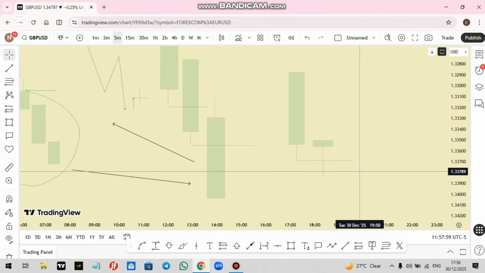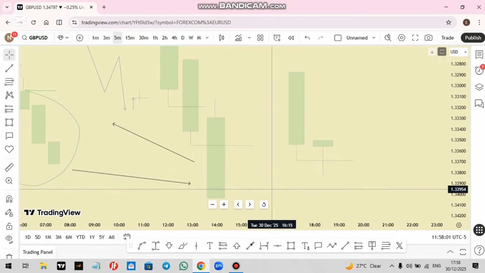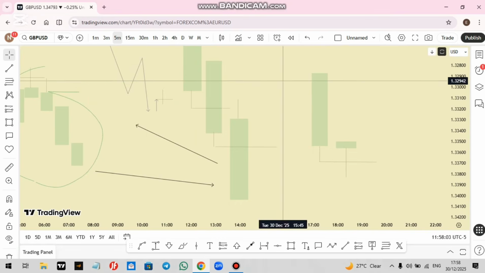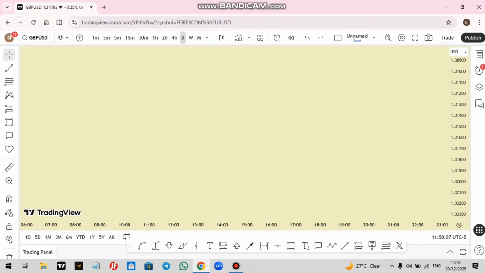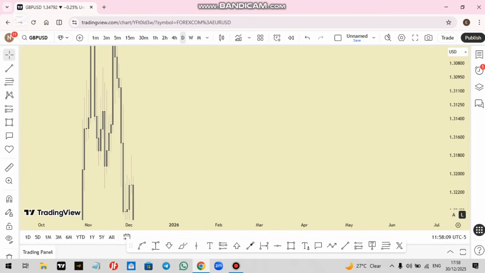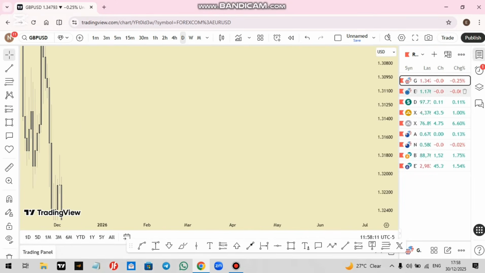Okay, that is all about the open, high, low, close of a candle. So now let's go to the charts and do some little examples.